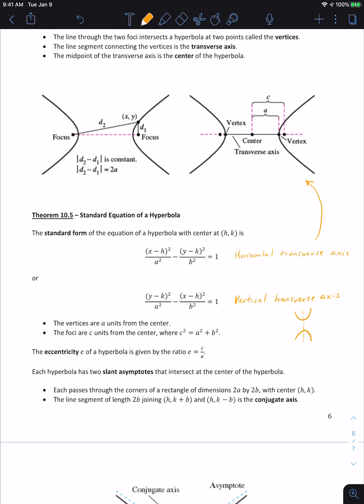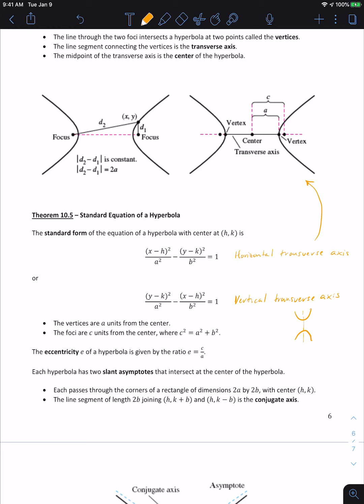So the vertices are a units from the center, so that's already listed in this picture right here. The foci are c units from the center, where c squared is equal to a squared plus b squared. Again, use the Pythagorean theorem to find that. That's how you actually found c in the earlier case too with the ellipse. So that's already labeled there. And then the eccentricity is given by the same ratio as before, so c over a.